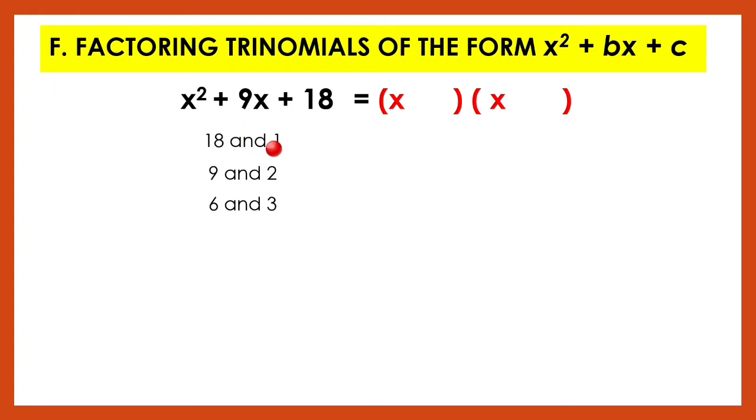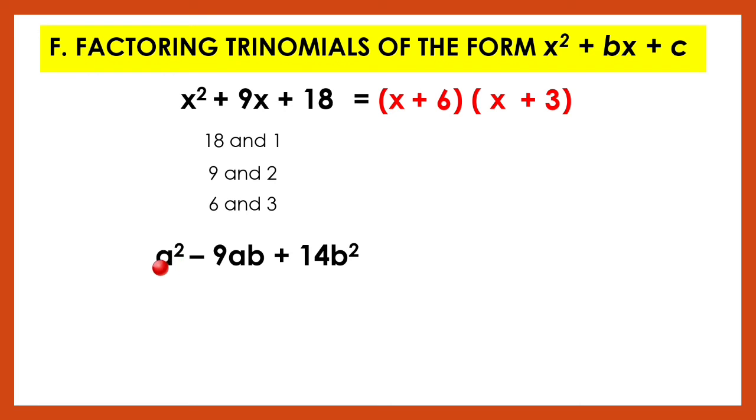So, 18 plus 1 is 19. 9 plus 2 is 11. 6 plus 3 is 9. Ibig sabihin, yung 6 and 3, ito yung nag-satisfy. 6 times 3 is 18. 6 plus 3 is 9. So, ito yung ilalagay natin dito. So, we have 6 and then we have 3. Therefore, the factors of x squared plus 9x plus 18 are x plus 6 and x plus 3.